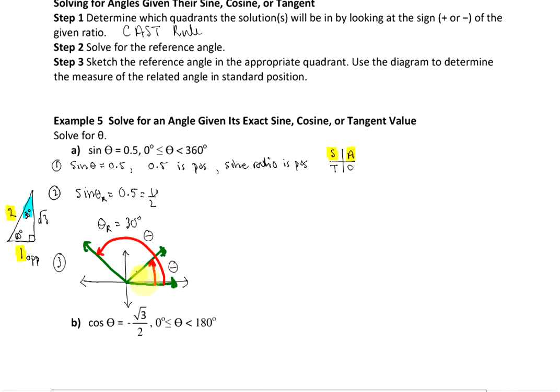All right, we do know that we have a reference angle of 30 degrees, so in the first quadrant it is here, and so theta subscript r equals 30. And in the second quadrant, it's right here, right, between the terminal arm and the x-axis.